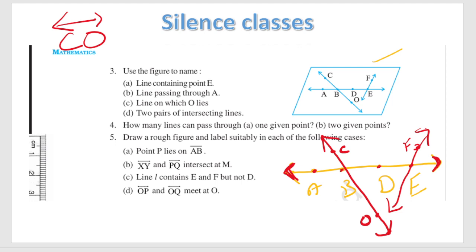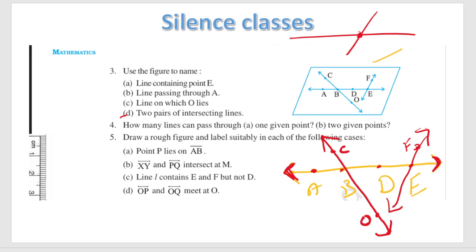Now let's move to the last question of this. Two pairs of intersecting lines means we have to find the two pairs of intersecting lines, where intersecting lines means crossing each other, intersecting each other at one point, so we can check it out.